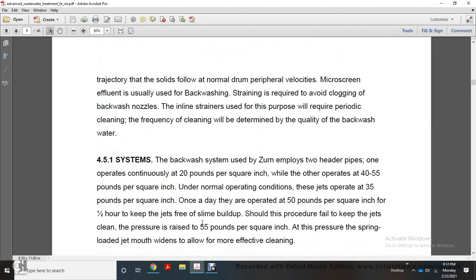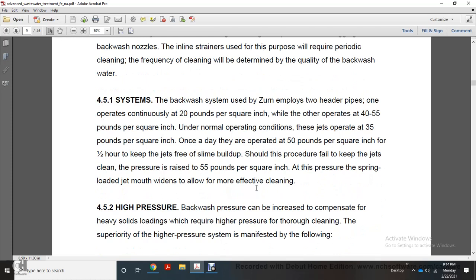Systems. The backwash system used with the Zurn employs two header pipes. One operates continuously at 20 pounds per square inch, while the other operates at 40 to 45 pounds per square inch. Under normal operating conditions, the jets operate at 35 pounds per square inch. Once a day they are operated at 50 pounds per square inch for half an hour to keep the jets free of slime buildup. Should this procedure fail to keep the jets clean, the pressure is raised to 55 pounds per square inch. At this pressure, the spring-loaded jet mouth widens to allow more effective cleaning.